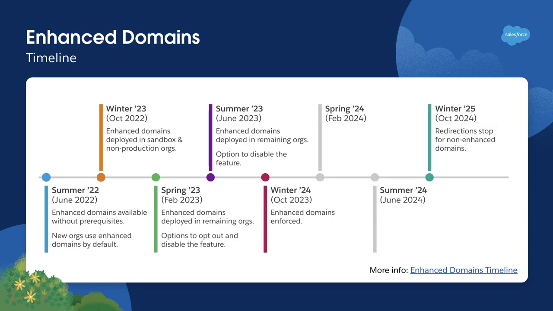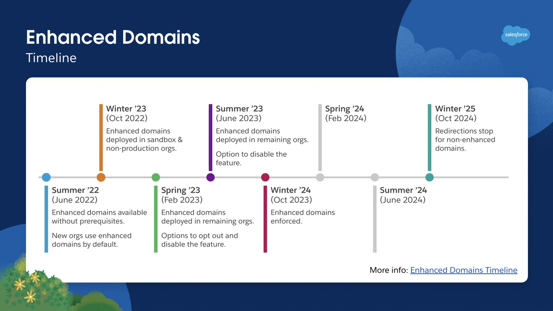Enhanced domains have actually been around for a while, but Summer 22 is when they were first available to all customers without any prerequisites. Before the Summer 22 release, you had to enable Salesforce Edge Network, or it was available without Edge, but only in certain orgs. With Summer 22, it's available everywhere, and new orgs get this feature by default.